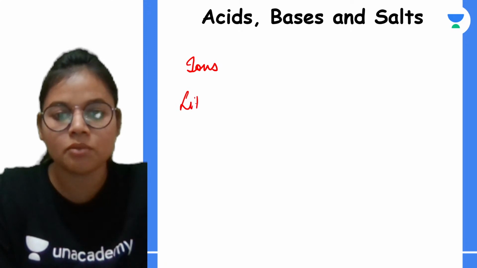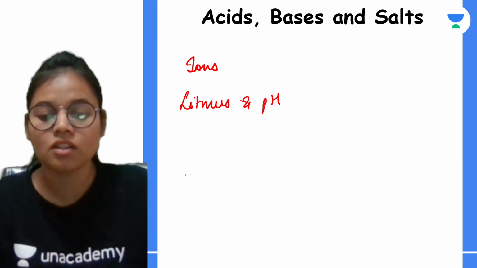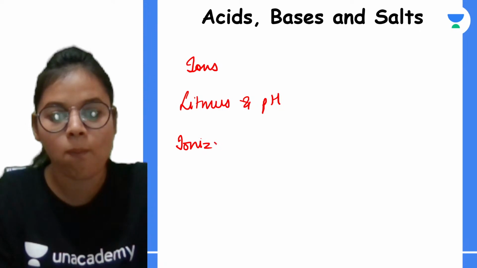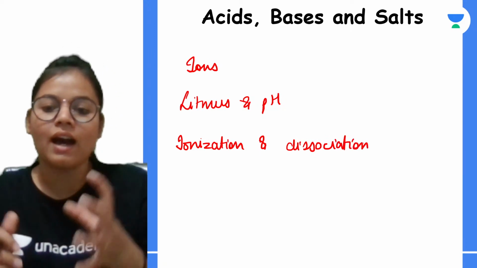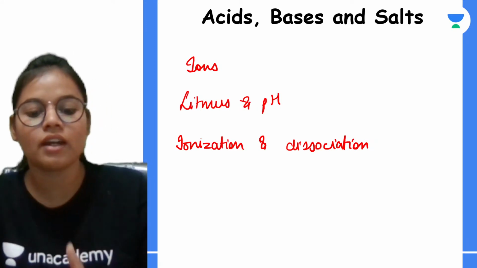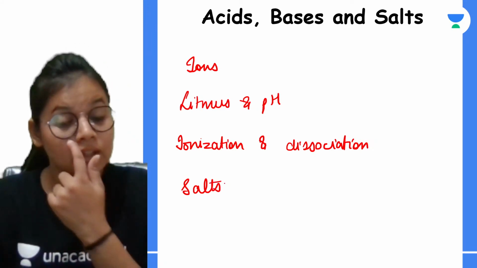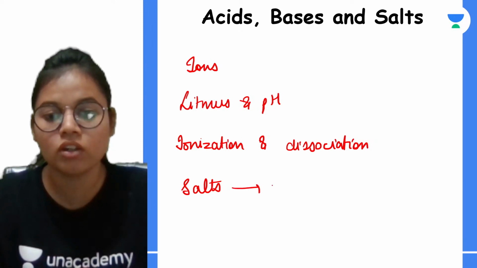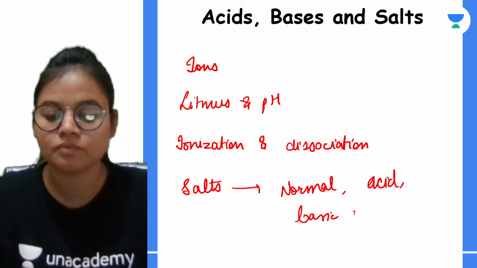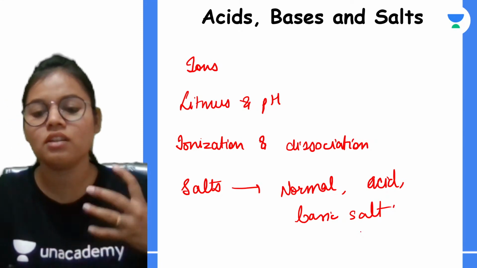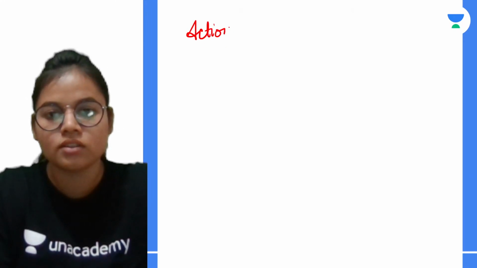Then we are going to learn a bit about litmus and pH. Then we are going to see some of the equations for ionization and dissociation, that is, how the ions of acids, bases and salts undergo ionization and dissociation. Then how salts are formed, what the definition of salt is, and what the different types of salt are. Here we will learn about normal salt, acid salt and basic salt, their definitions and examples. Then action of acid on salts.